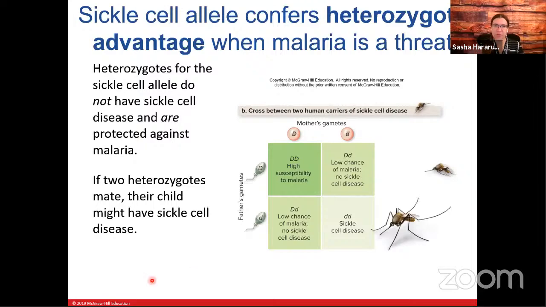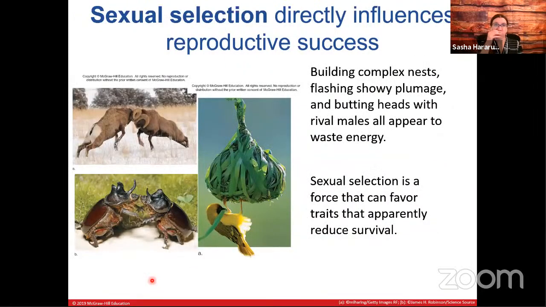Okay, moving on. Now, sexual selection. Sexual selection directly influences reproductive success, and it's a type of natural selection. It results from variation in the ability to obtain mates. This can include competition of individuals for access to a mate, like rams and beetles, or sexual selection can also occur when a female chooses a male, like this weaver bird.